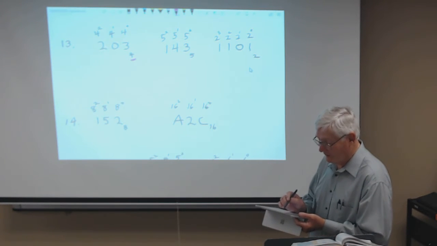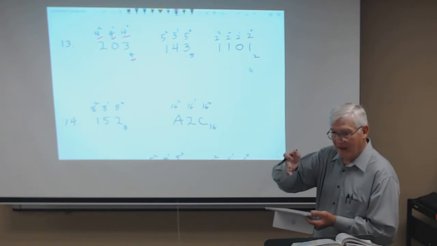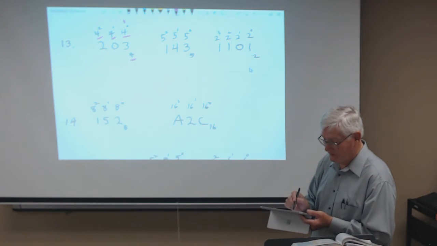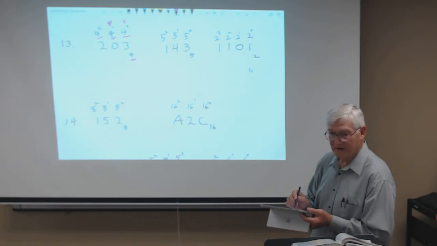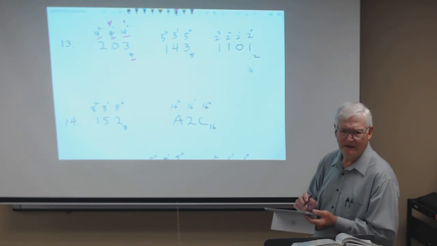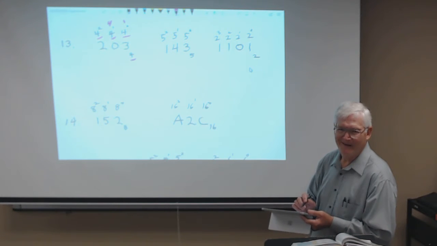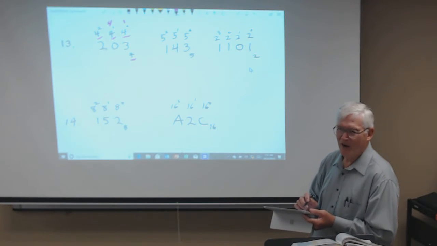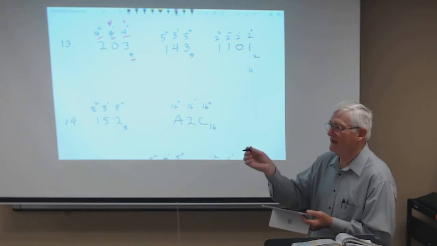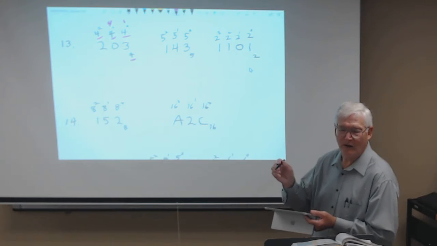Okay, if the base is 4, then this place is 4 to the 0, this is 4 to the first, and this is 4 to the second. Everybody agree? You just label your place values. What's 4 to the 0? 1. What's 4 to the first? 4. What's 4 to the second power? It's not 8? No, it's not 8. That doesn't say 4 times 2. It says 4 to the second power, which is 4 times 4.